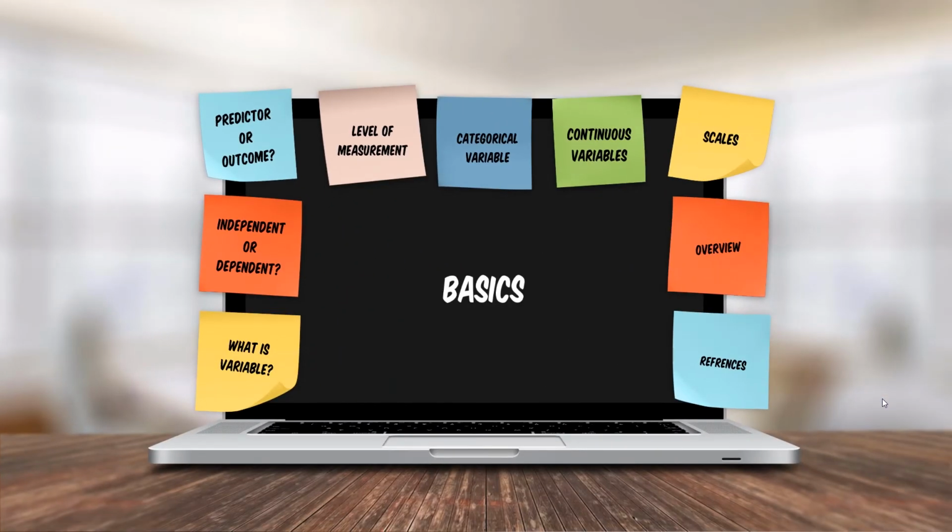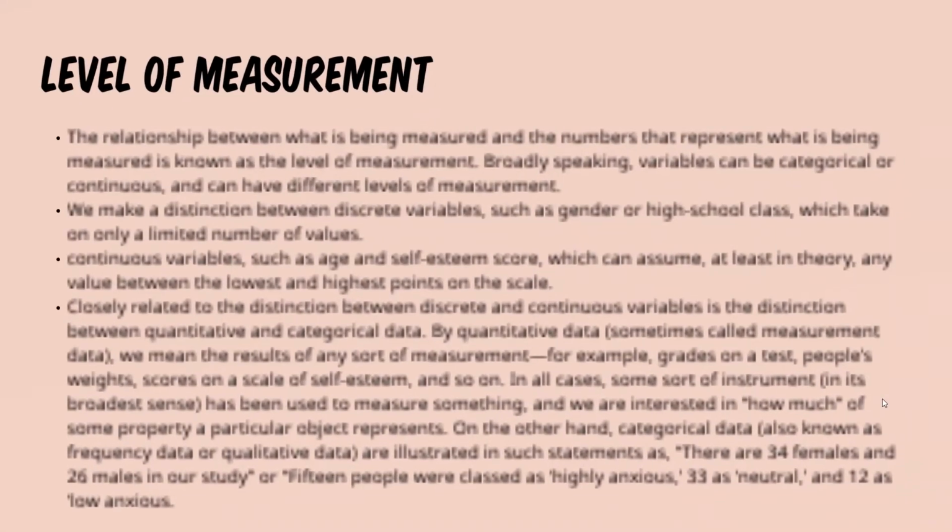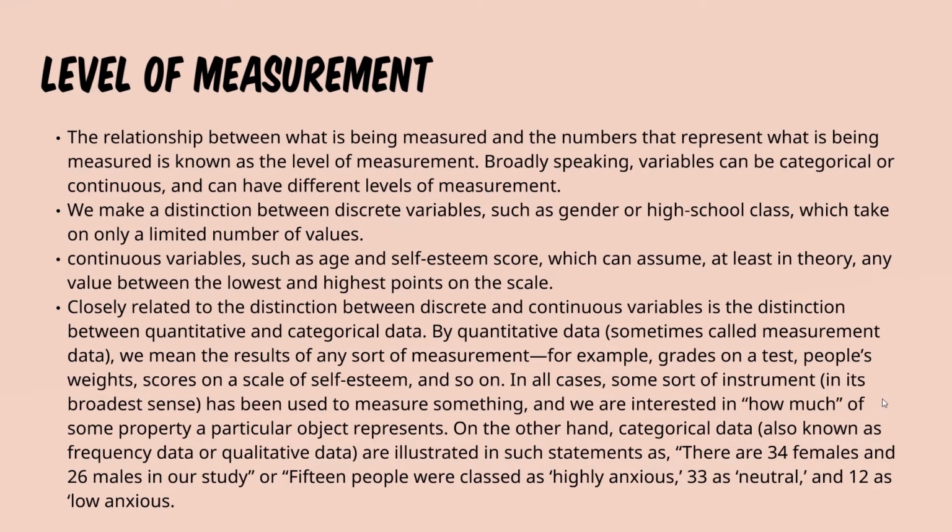Now we are going to talk about the level of measurement. The relationship between what is being measured and the numbers that represent what is being measured is known as the level of measurement. Broadly speaking, variables can be categorical or continuous and can have different levels of measurement. We can make a distinction between discrete variables such as gender or high school class, which take on only a limited number of values, and continuous variables such as age and self-esteem score, which can assume, at least in theory, any value between the lowest and the highest points on the scale.